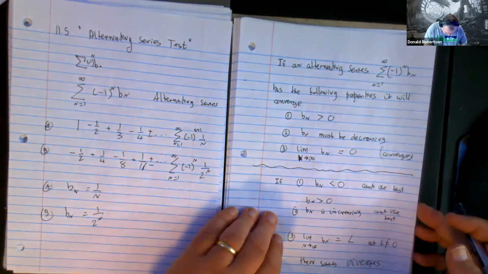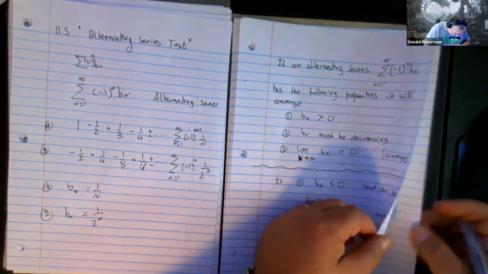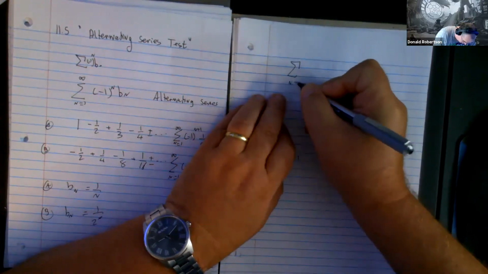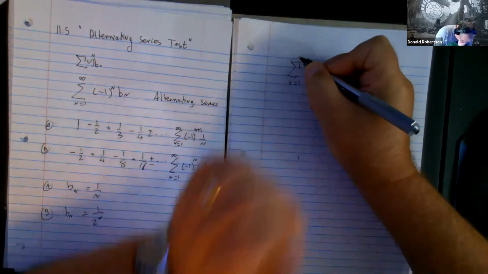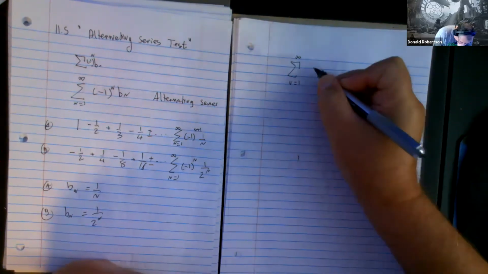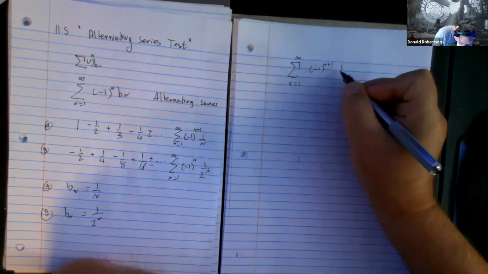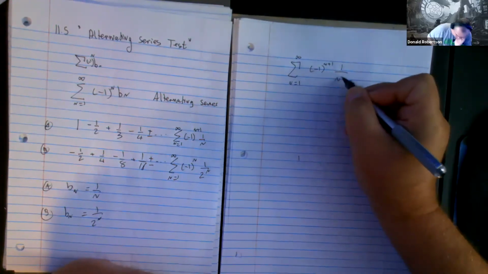So let's give you some examples. I'm going to do 2 examples to start the show. I'm going to do one converger and one diverger. So suppose we have the sum from n equals 1 to infinity of negative 1 to the n plus 1, times 1 over n squared. Let's look at that one.